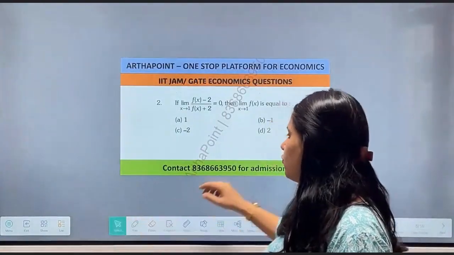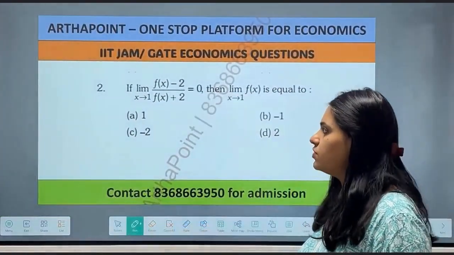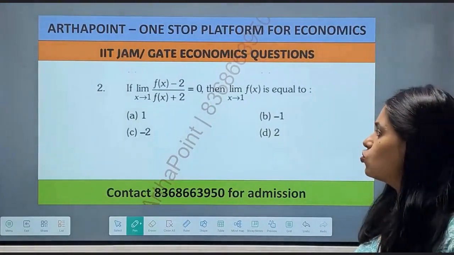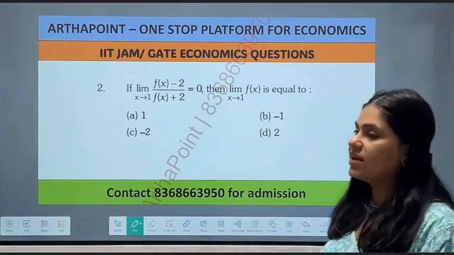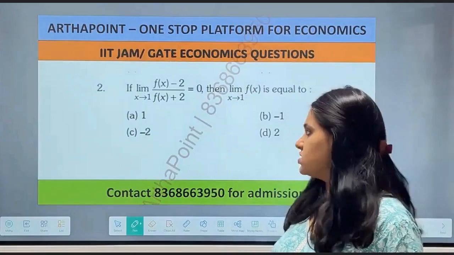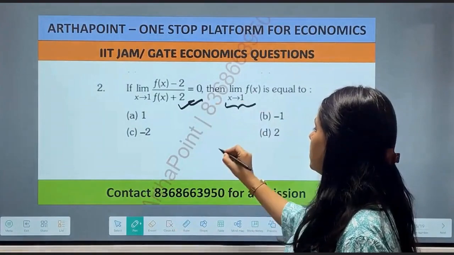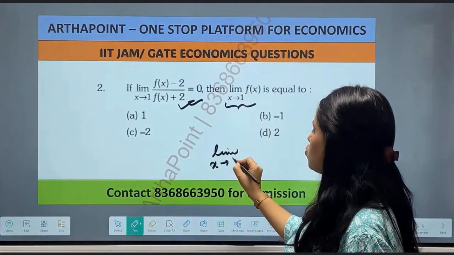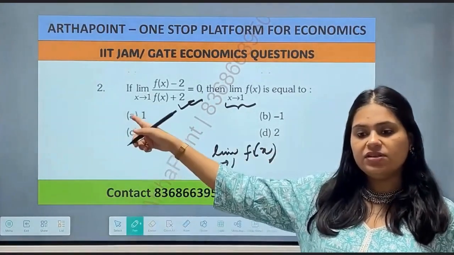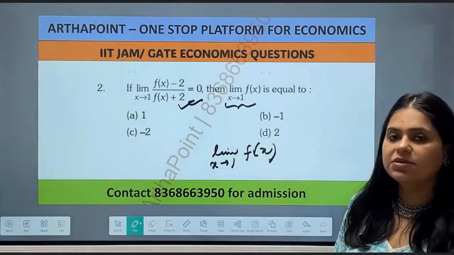Question number 2 for the day is this. Try to do this question on your own first, then I will do it. So it is asking you to find limit x tends to 1. No, it is given to you that limit x tends to 1 of (f(x) minus 2) upon (f(x) plus 2) is given to you as 0. And they are asking you to find out what will be limit x tends to 1 f(x). Okay, beta? So you are already given this and you have to find out what happens to limit x tends to 1 f(x).